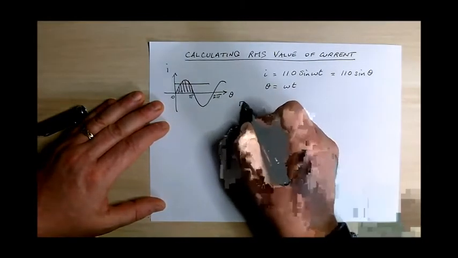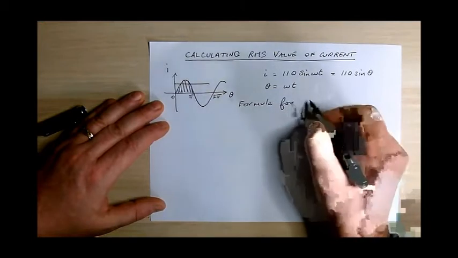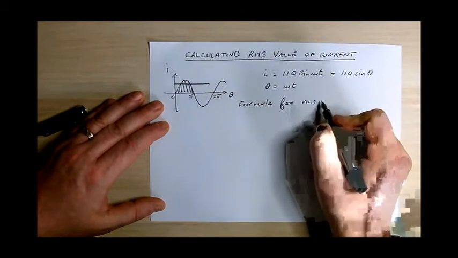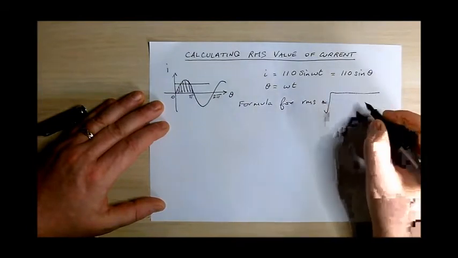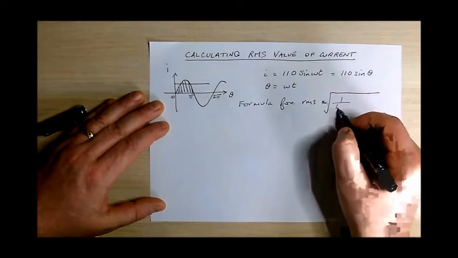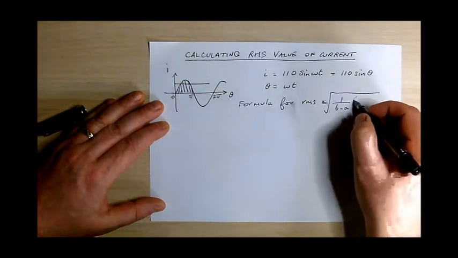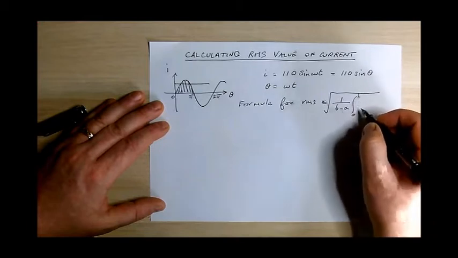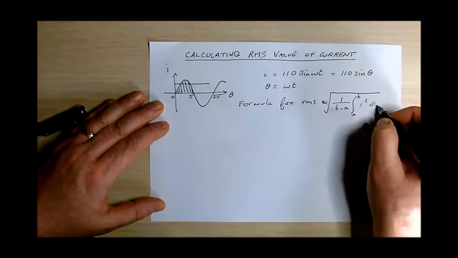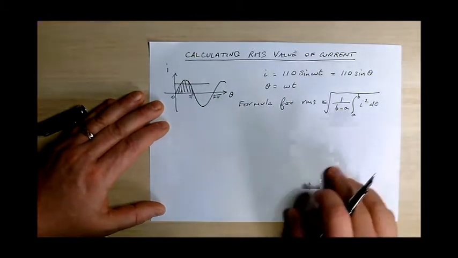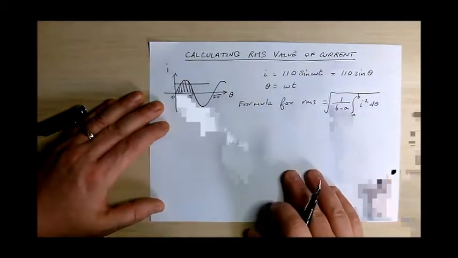The formula for RMS is equal to the square root of 1 over b minus a, integrated from a to b of the current squared with respect to the angle.